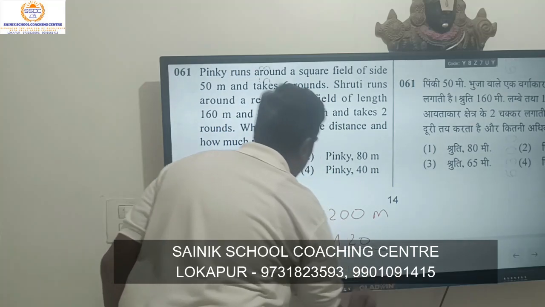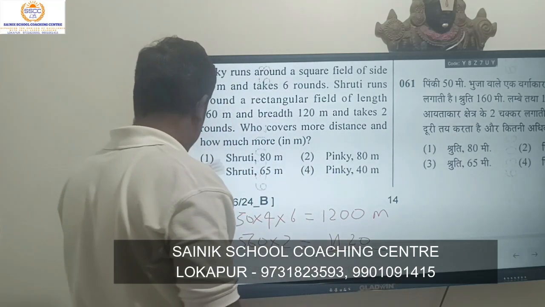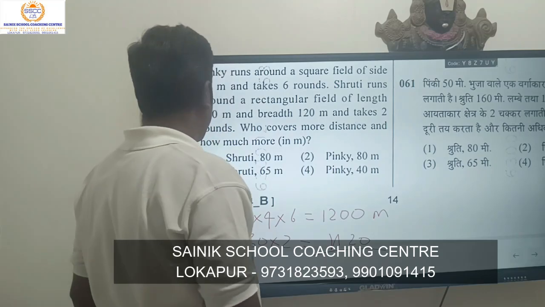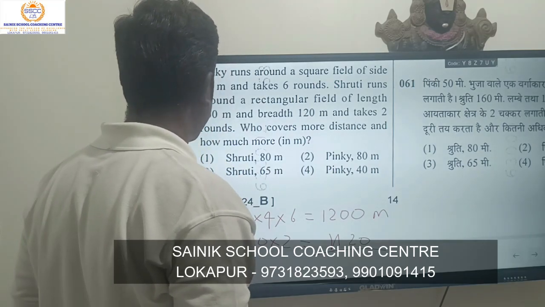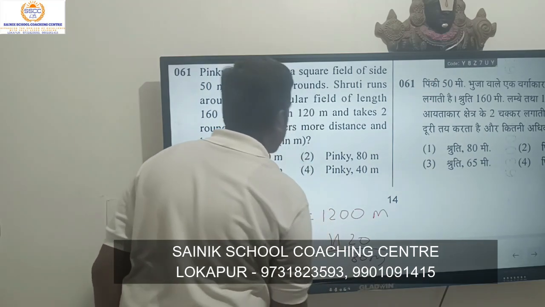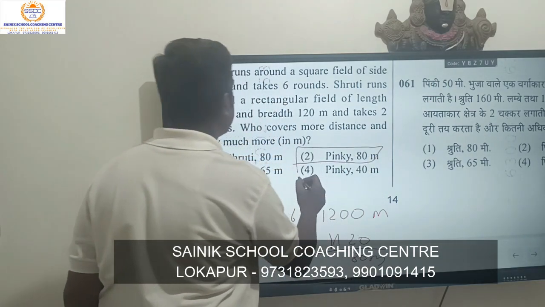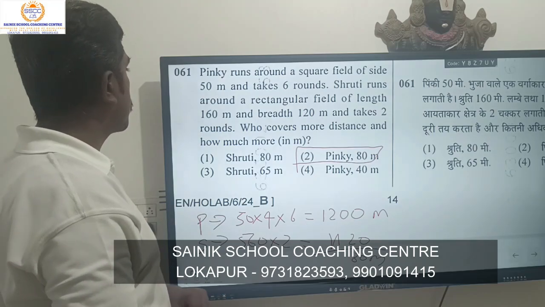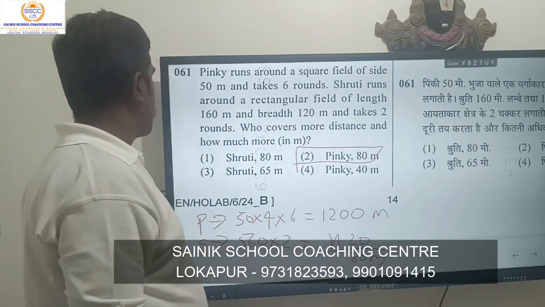So 1120. How much more distance has Pinky covered? 80 meters. So Pinky covers 80 meters extra. Who covers more distance? Pinky, because she has run more.